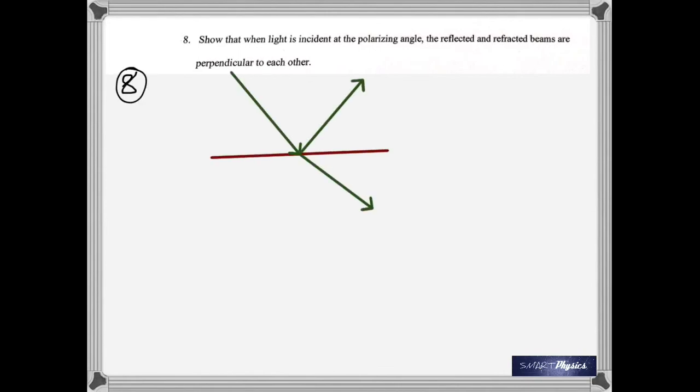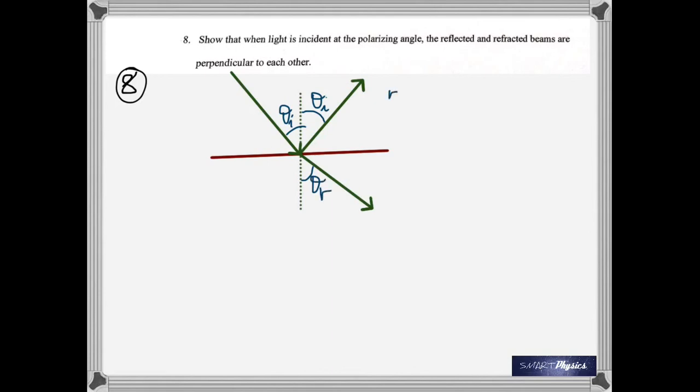Brings us to the last one. Show that when light is incident at the polarizing angle, the reflected and refracted beams are perpendicular to each other. So light is incident, partly reflected and partly refracted. And we have to show that this angle here is 90 degrees if the light is incident at polarizing angle. So if that is the polarizing angle, theta I, this should also be theta I, because the angle of incidence is equal to the angle of reflection. And this is theta R, angle of refraction.